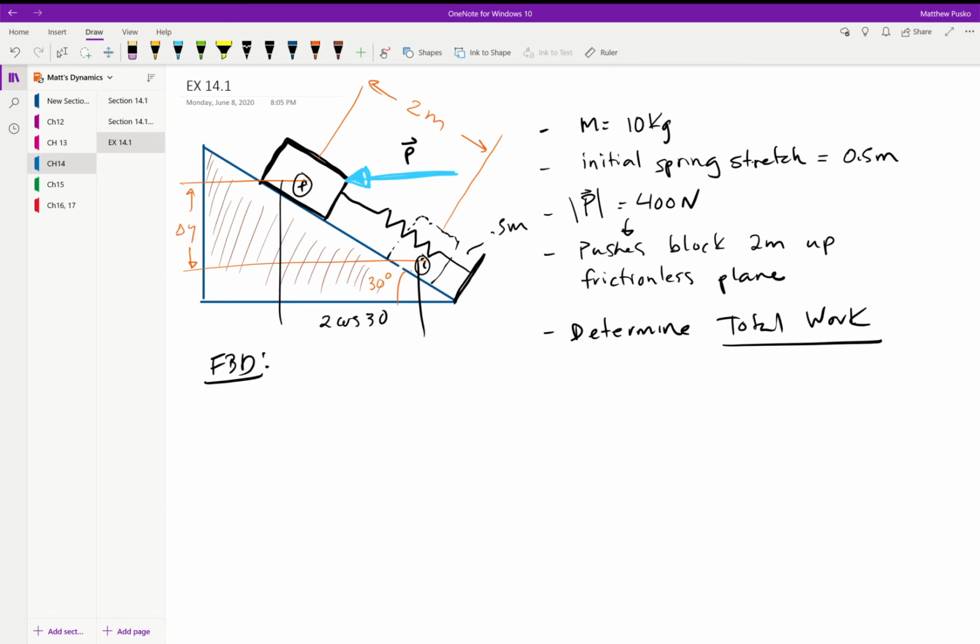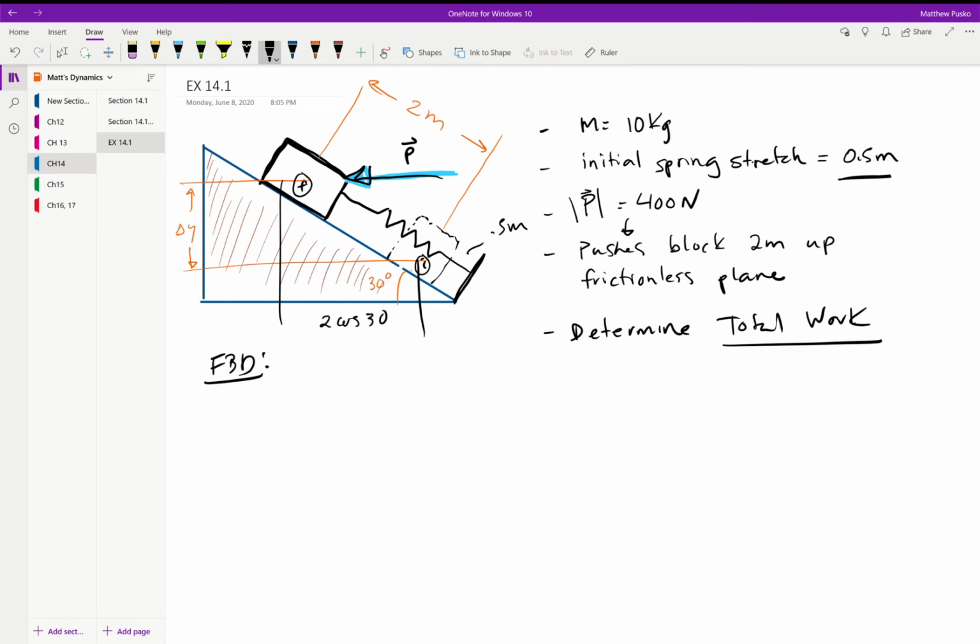Alright, let's look at the first example problem in chapter 14. We've got a mass on an inclined plane with no friction, and it's already stretched. The spring is already stretched 0.5 meters. So it would require some force or a lot of friction to keep it in place, but we also have this force P pushing horizontally to the left, and it's got a magnitude of 400 newtons. That force pushes the block 2 meters up the frictionless plane, and they want us to find the total work.